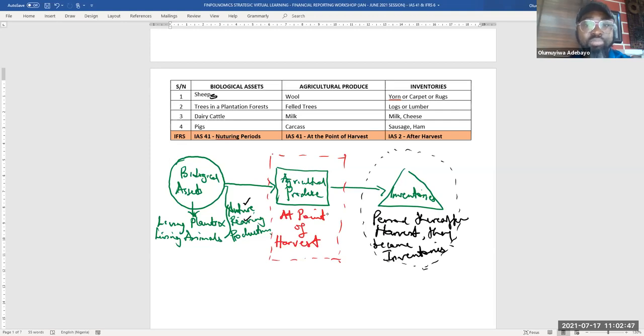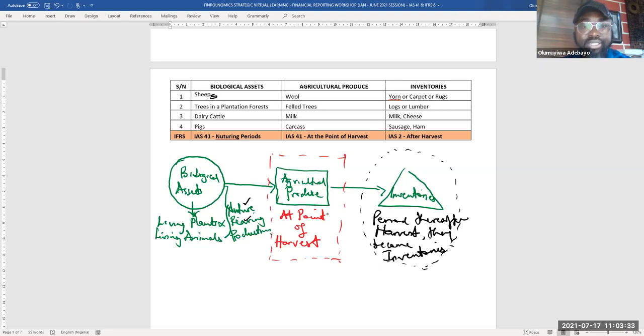And what are the things that come up from the sheep as agricultural produce? One essential thing there is wool that is used to make clothes and some other things, clothing. Therefore, the wool that is taken off the sheep is an agricultural produce because it has already been harvested, or at the point of harvest. Now, if it's a cow, the milk you take from it becomes agricultural produce at the point of extracting the milk, even though the cow continues to be a biological asset.